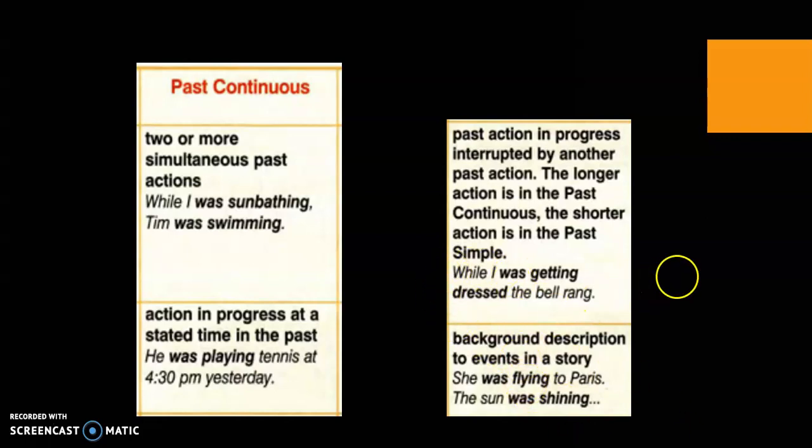And then we have the use of past continuous for background description in a story, for example. She was flying to Paris, the sun was shining, the birds were singing.